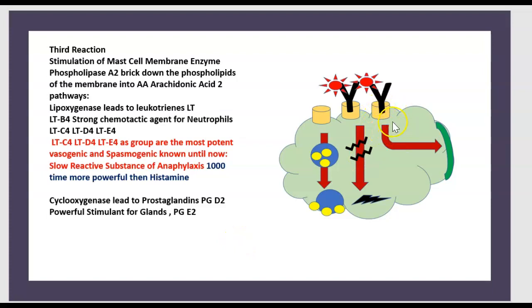Now we are at the stage of the third signal. Third signal, stimulation of mast cell membrane enzyme lead to break with phospholipase A2 break down phospholipid into arachidonic acid. There is lipooxygenase lead to leukotriene and cyclooxygenase lead to prostaglandin. Leukotriene C4, leukotriene D4, and leukotriene E4 as group are the most potent vasogenic and spasmogenic known until now. It's the slow reactive substance of anaphylaxis, 1,000 times more powerful than histamine.